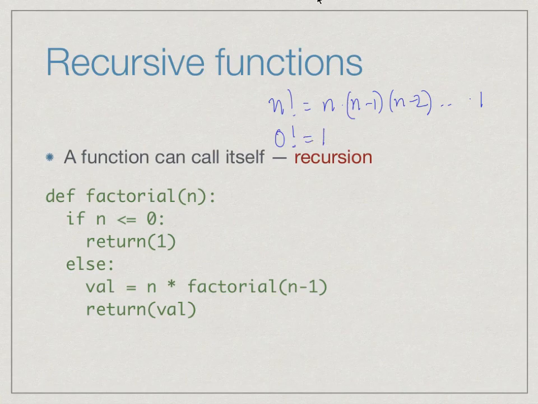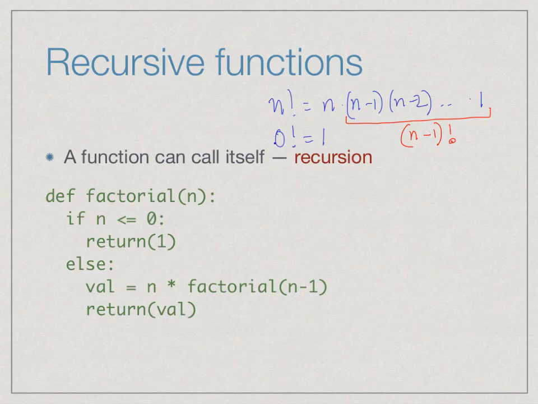So what we observe in this definition is that this part from n minus 1 to 1 is actually the same as n minus 1 factorial. So in other words, n factorial can be defined in terms of a smaller factorial. It is n times n minus 1 factorial. So that's what this function is exploiting.